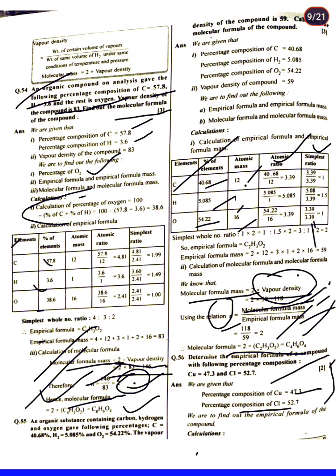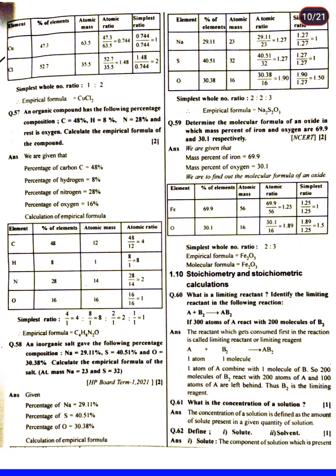Okay, similarly, we will do one more numerical: the percentage of copper is 47.3 and the percentage of Cl is 52.7, so we have to calculate the empirical formula. Percentages are given, atomic masses are 63.5 for copper and 35.5 for Cl, and the atomic ratio can be calculated: 47.3 divided by the atomic mass, and 52.7 divided by 35.5. It will give the values, and the simplest ratio is found at 1 and 2, so the whole number ratio is 1:2, that is CuCl2, the empirical formula of the compound. Okay, so this is the method.